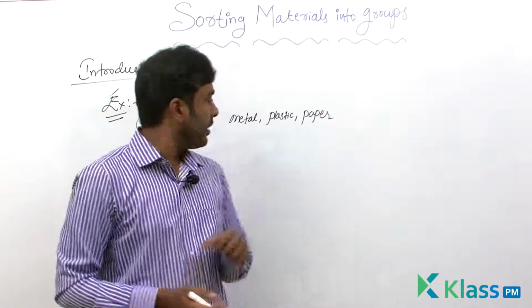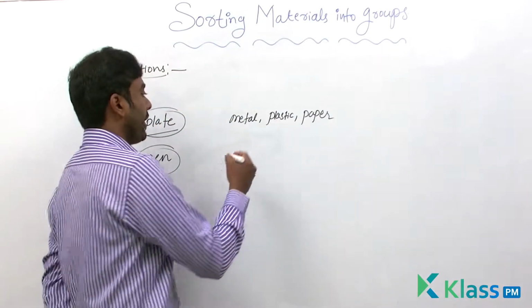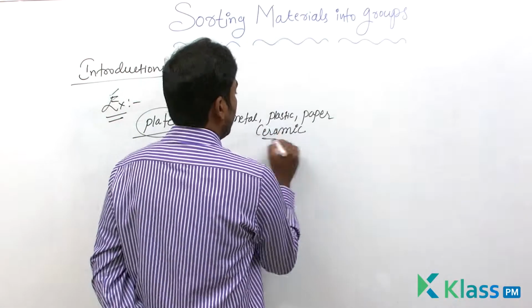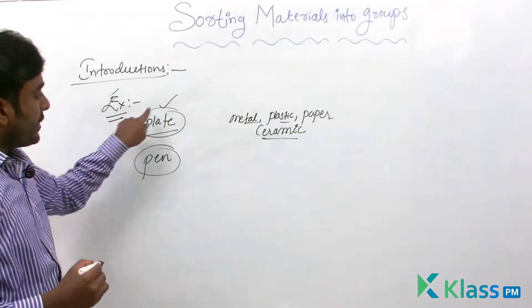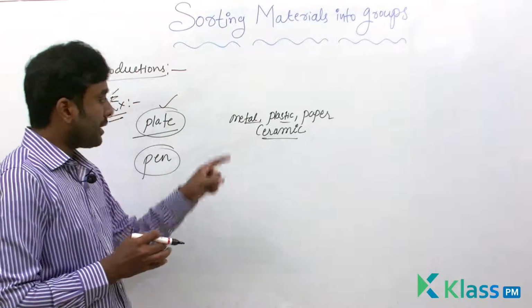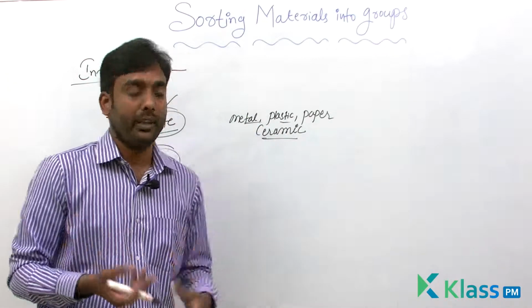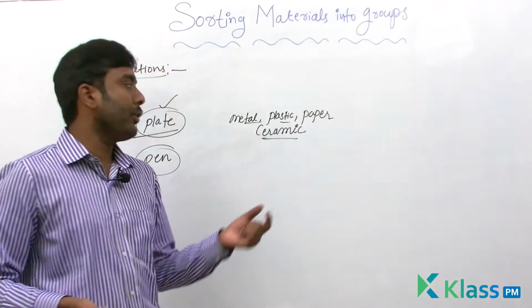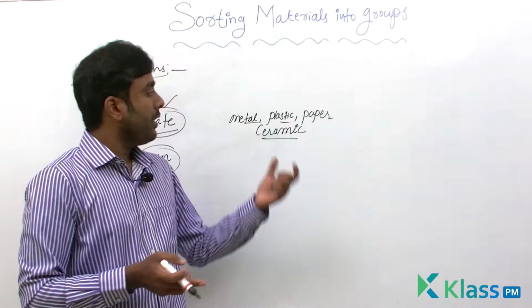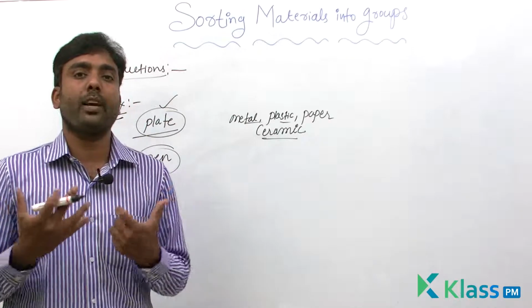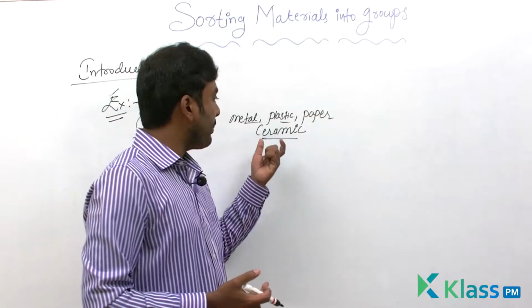Okay, paper plates, metal plates, plastic plates, and sometimes ceramic plates also you'll find. So here the object is the same, that is plate, but the material by which that object is made is different. See, the plate you can make by using a metal called steel. You can use plastic as a material to make a plastic plate, or we can use paper and ceramic.